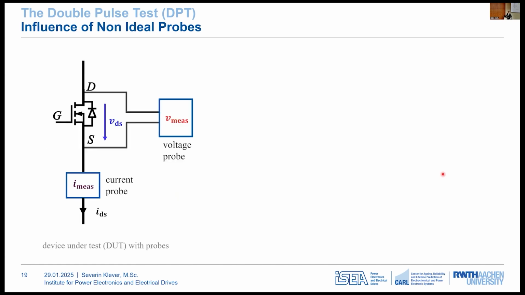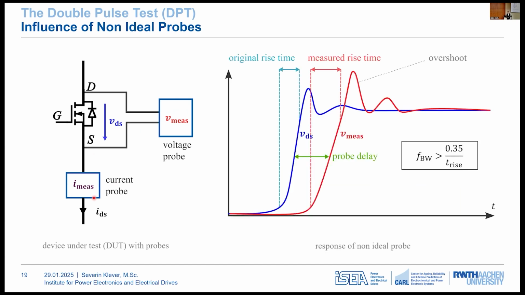Yeah, this was the introduction to the double pulse test, but performing this test comes with several challenges due to the non-ideal nature of measurements. To measure the drain source voltage and the drain source current, we need to add probes to the circuit, as illustrated in the figure. And this is the voltage probe, which is connected in parallel to the DUT, and the current probe, which is connected in series with the DUT. Connecting these probes will change the switching behavior and leads to measurement errors because of the non-ideal transfer characteristics.